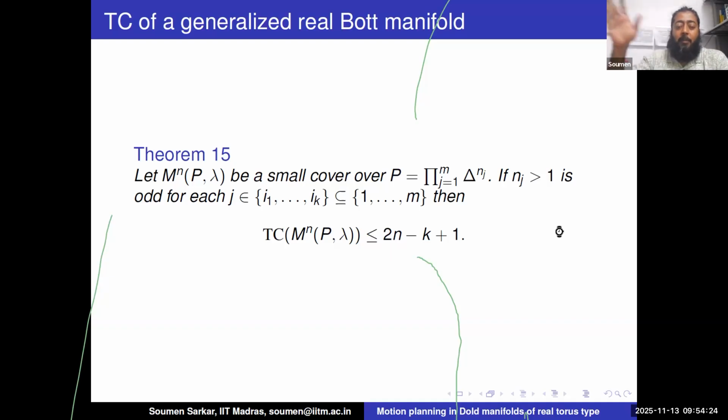How much can we reduce from the dimensionality bound? If it is a small cover over the product of simplices and each n_j is odd, then we can reduce up to k. If k many are odd dimensional simplices, then we can reduce k. So we can say that the topological complexity of this small cover is bounded by 2n minus k plus 1.